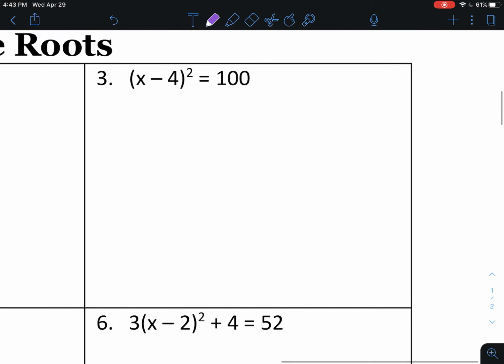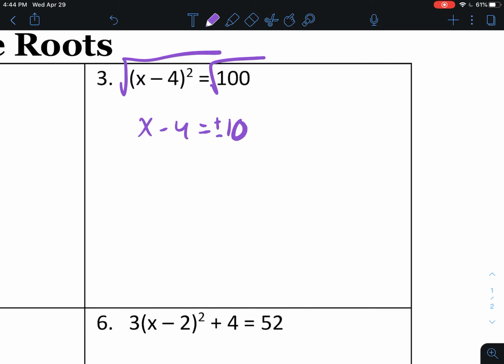Number 3, so when we have parentheses like this to start the question, and we see it's squared, and it's by itself, meaning there's nothing attached to it, then we can square root both sides. That's going to give us x minus 4 is equal to 10, because the square root of 100 is 10. And then because it was our own square root, we put a plus or minus.